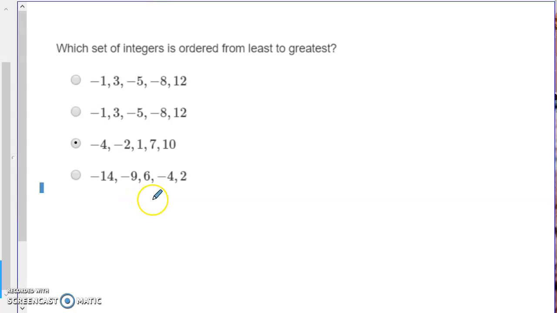But I want to double check down here. Nope, this one's not in order because this 6 and this negative 4 should actually be switched around. So that means I would select this one as the answer for which set of integers is in order from least to greatest.